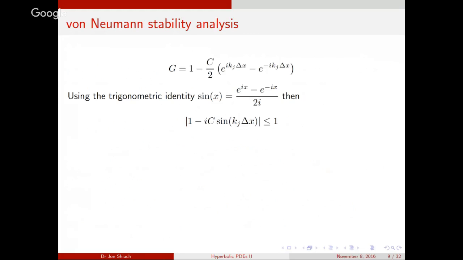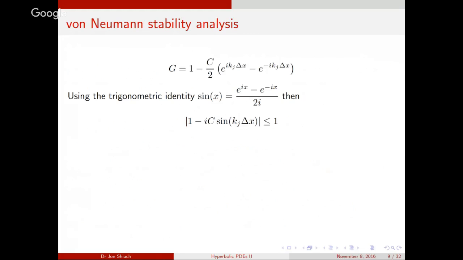So sine x is linked to the exponential function with the imaginary number in it. That's amazing. The fact that a trigonometric function is linked to the exponent of an imaginary number. I think it's beautiful. But anyway, you can look this up if you want. So sine x is equal to this. Well, if you notice in here, if you say k delta x is x, we've got e to the ix minus e to the minus ix. So that's what we've got on the top. We divided by 2 here. So if we put this into there, we get that.